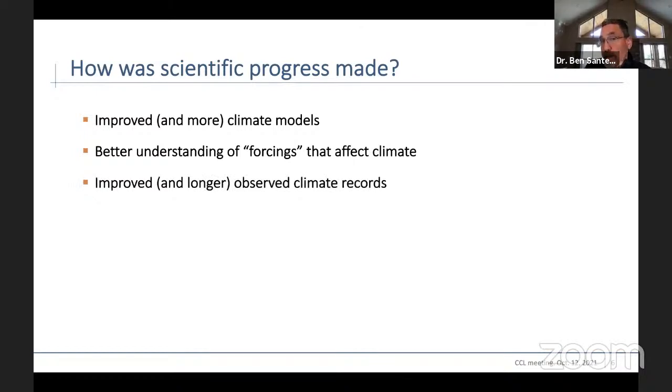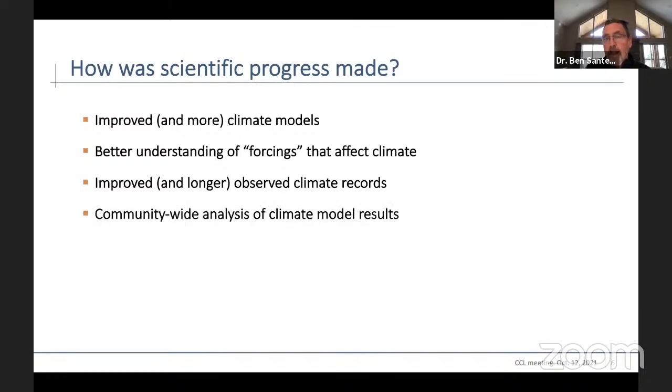In 1990, satellite records of changes in temperature and water vapor were relatively short. For temperature, roughly 17 years. Now we have 42 years worth of satellite measurements of global scale changes in atmospheric temperature. Those improved and longer records have been extremely useful in helping us to better understand the causes of changes in our climate.